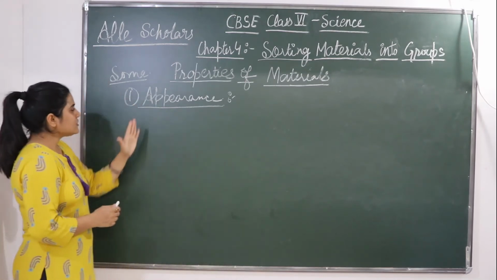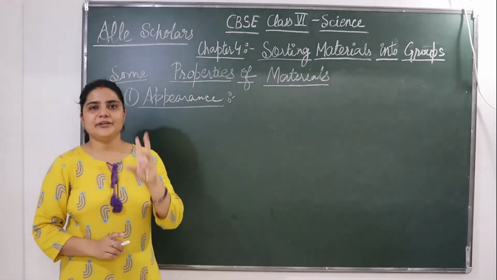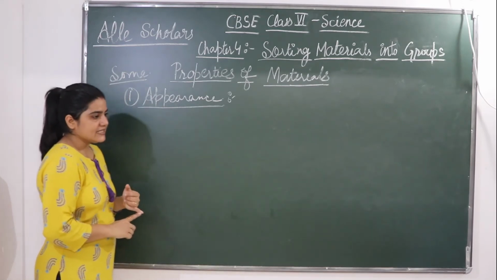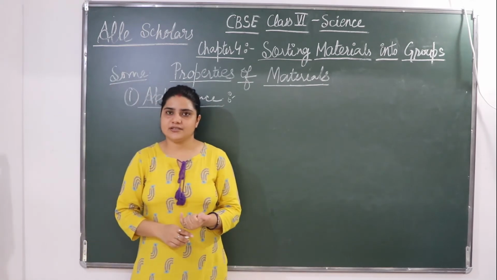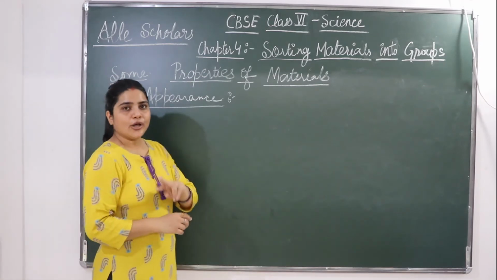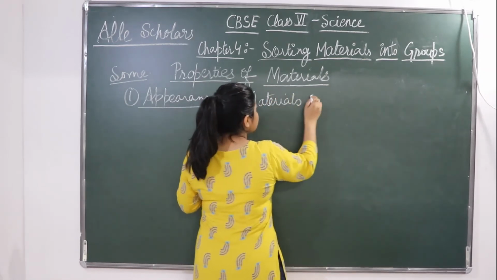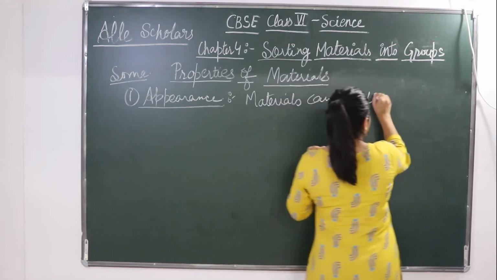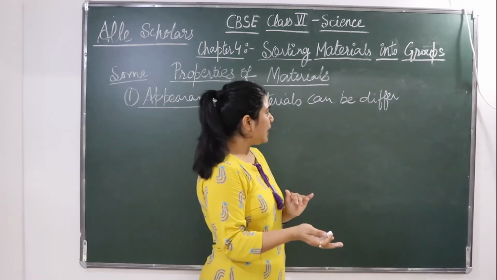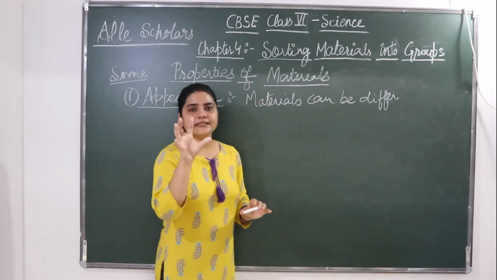Okay, so materials on the basis of their appearance, on the basis of their look, can be differentiated into two categories. That is, appearance can be classified as lustrous and non-lustrous material. Materials can be differentiated from each other on the basis of their look. Of course, it is not the only key; there are many other categories, but the first thing for anything is their look.